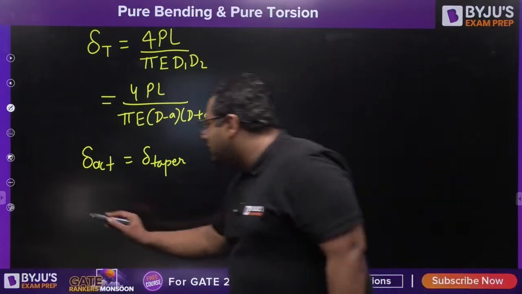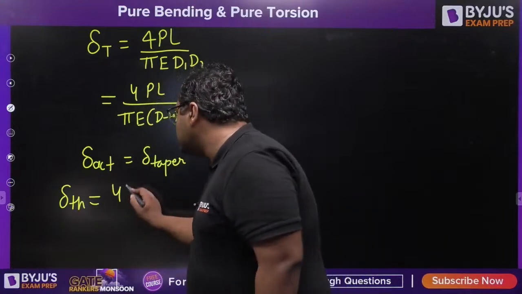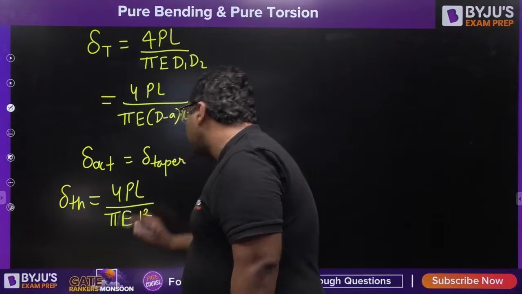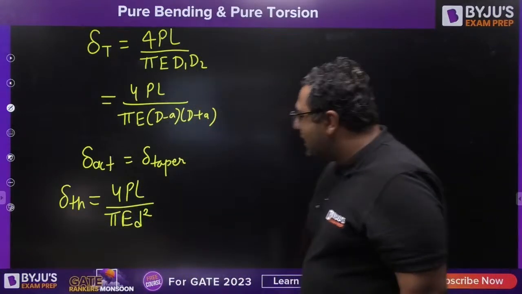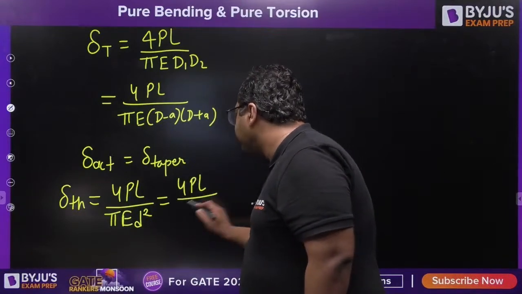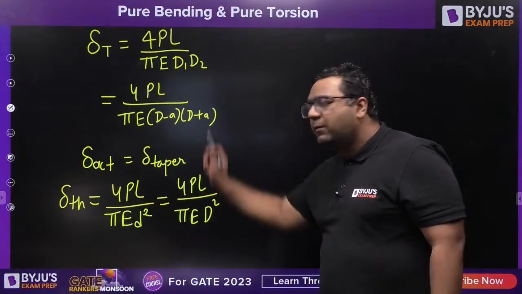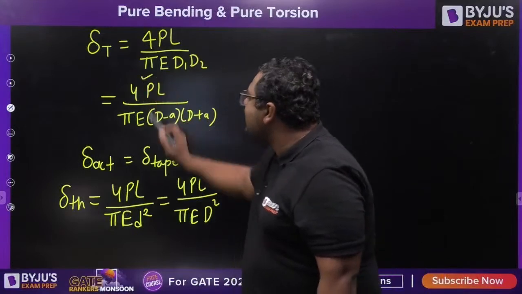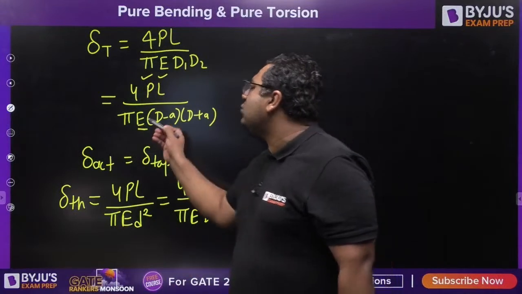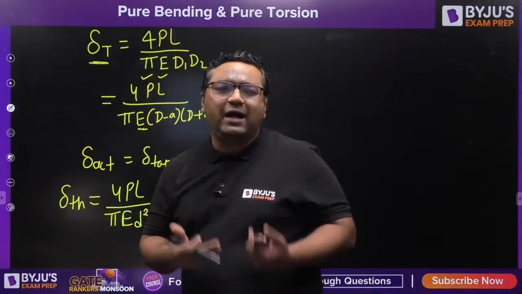So delta actual is this, but what you are assuming is a prismatic bar. For a prismatic bar, 4PL by pi E D square is the formula, where D is also capital D. So 4PL by pi E D square. You can see in both the cases the load is going to be the same and the length is going to be the same. So the calculation of Young's modulus, or of deformation, is going to give you the same kind of errors only.